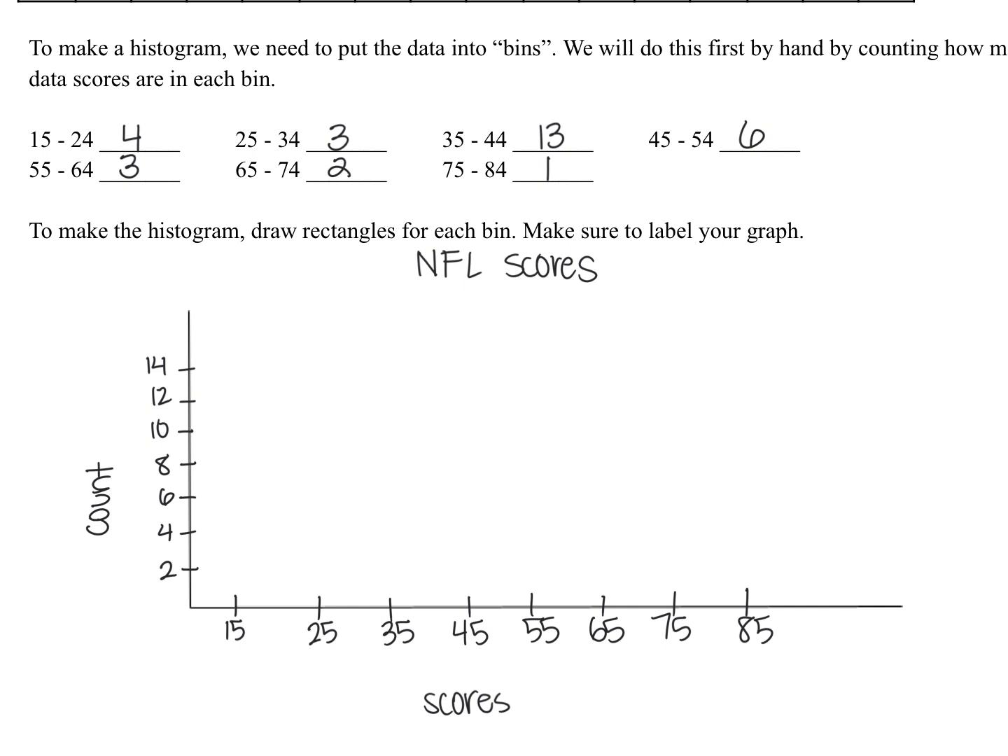So now I'm going to start. I'm going to go up to 4 between 15 and 25. And then my next bin is just going to build off the previous one. So then 3. Then up to my 13. Then 6. Then 3, 2, and 1. And that gives us our histogram.